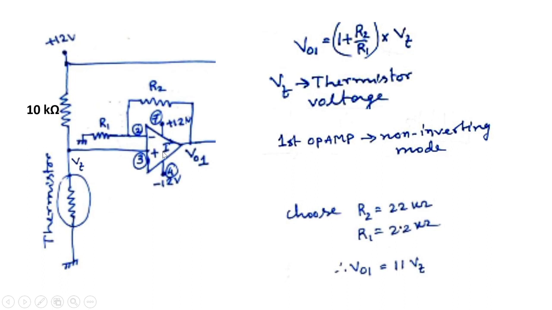So what is your aim using the first part? Just to amplify the amount of Vt, that is 11 times of Vt, so that VO1 we have got is sufficiently large. Now about the second part.